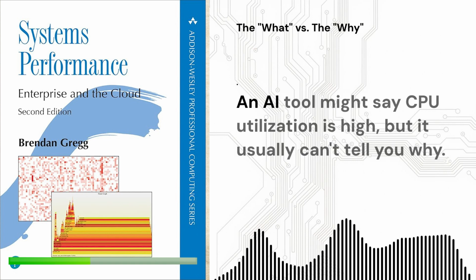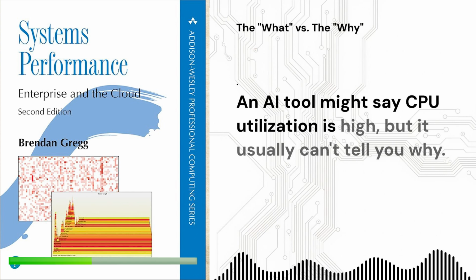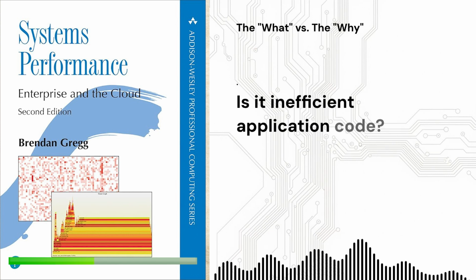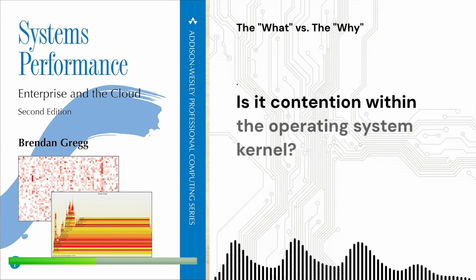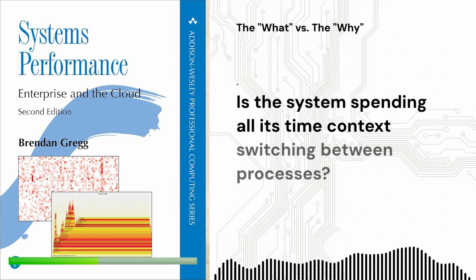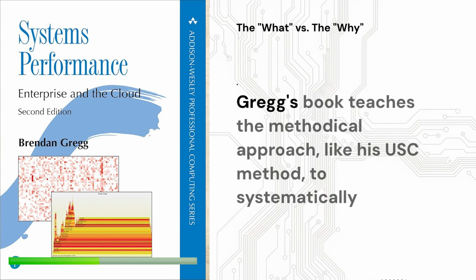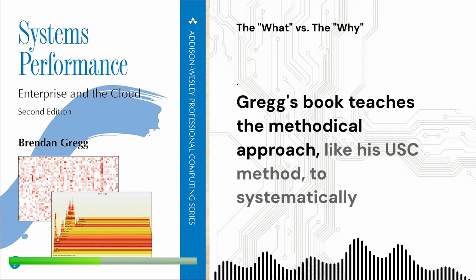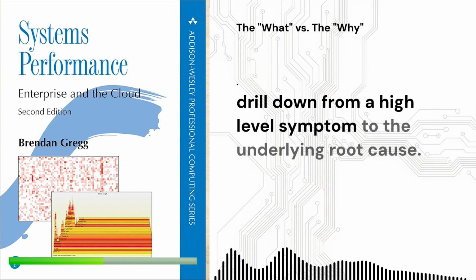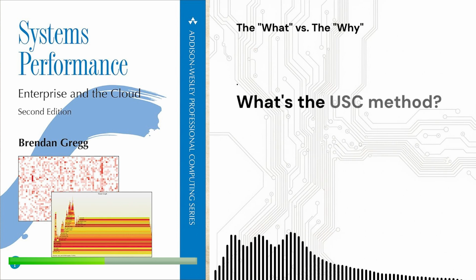Precisely. An AI tool might say CPU utilization is high, but it usually can't tell you why. Is it inefficient application code? Is it contention within the operating system kernel? Is the system spending all its time context switching between processes? Gregg's book teaches the methodical approach, like his USE method, to systematically drill down from a high-level symptom to the underlying root cause. What's the USE method?